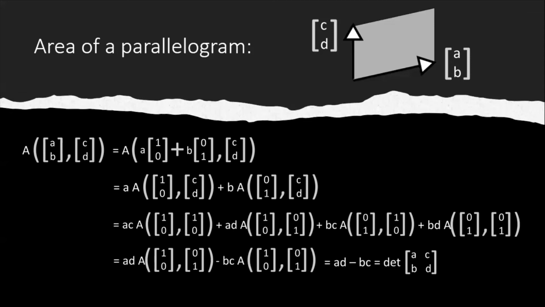This is such a common problem, it makes sense to define this to be something. This is the definition of the determinant of the matrix with rows (a, b) and (c, d).